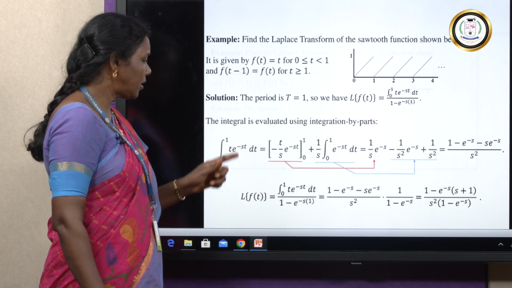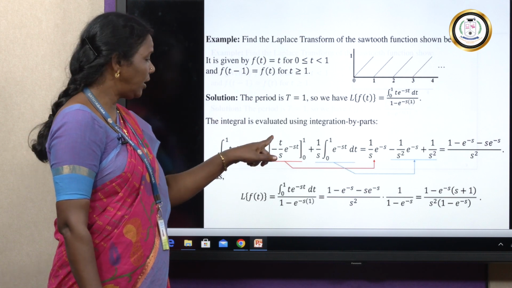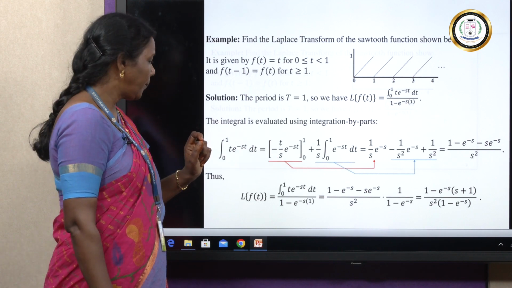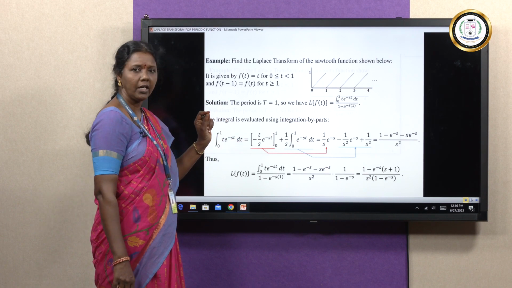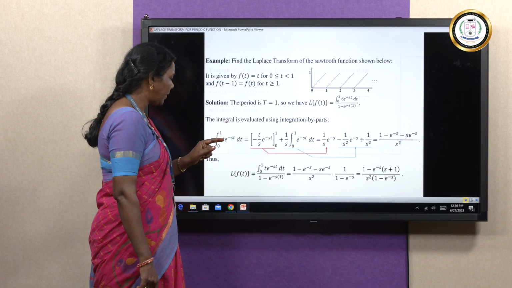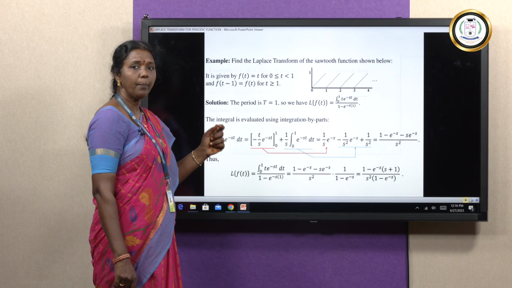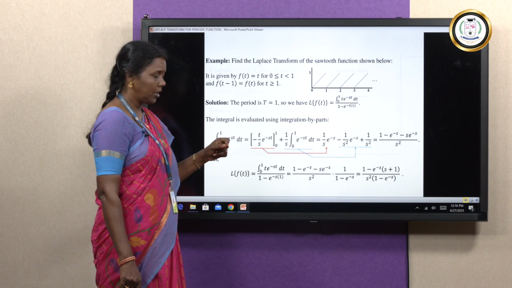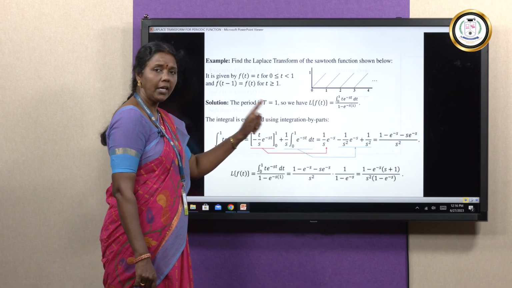So, here u is t and dv is e^(-st) dt, since the exponential term comes last in ILATE. Using Bernoulli's integration by parts, since we have only t to the power 1, we can use integration by parts. So, t is u and dv is e^(-st) dt. What is v? v is e^(-st) by minus s. So, we have written uv, where u is t and v is e^(-st) by minus s, between the limits 0 to 1, minus integral v du.